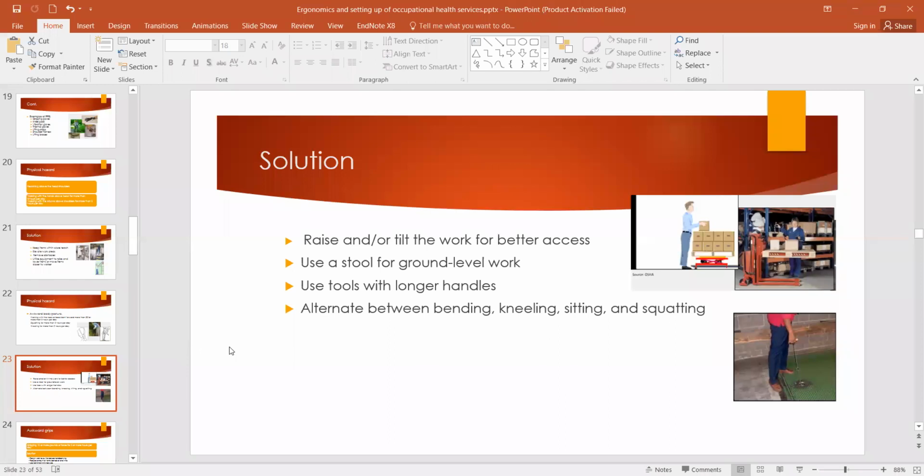The solution is to raise or tilt the work for better access, use a stool for ground level work, use tools with longer handles, and alternate between bending, kneeling, sitting, and squatting positions.